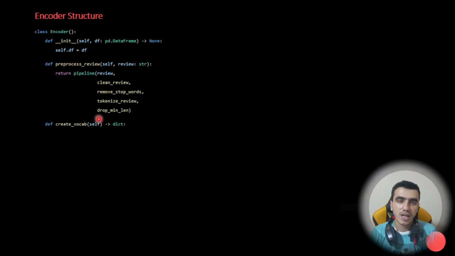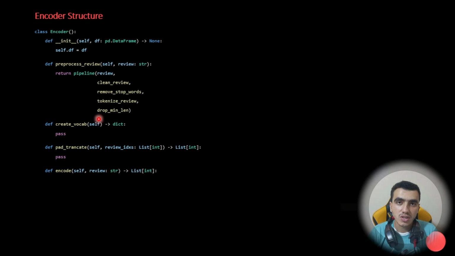Also, creation of the vocabulary should be implemented. Then padding and truncating. As we have seen, we have a certain threshold, so we can handle both sides: we can truncate the long sentence and increase the length of the short sentence in the same way. Okay, and the encode part, which combines all these methods into one certain method to return a list of integers. As you can see, it is a list. It will take a review and return it as a list of integers.